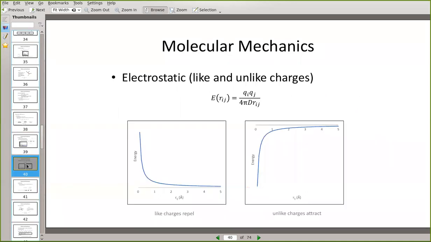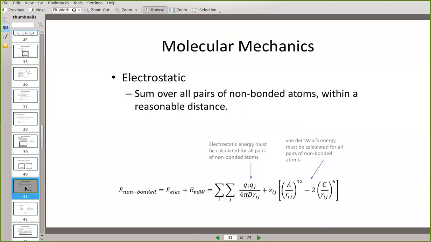Okay. Of course, with non-bonded, if those non-bonded atoms have separate charges, then we need to know that like charges repel and unlike charges attract, which means that if they're repelling each other, we've got a positive contribution to the energy. If they're attracting, we've got a negative contribution to the energy. And so we need to include that electrostatic charge in it. And then, of course, we sum those over all pairs of non-bonded atoms within a reasonable distance.